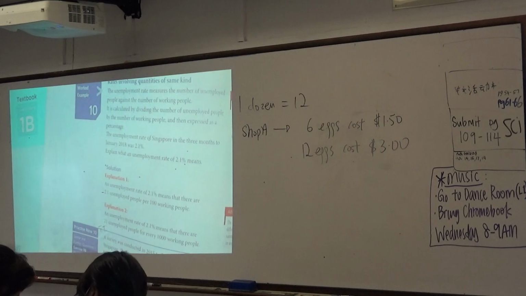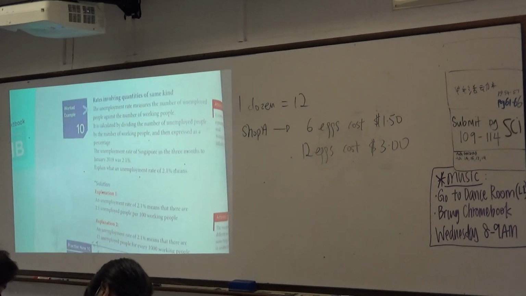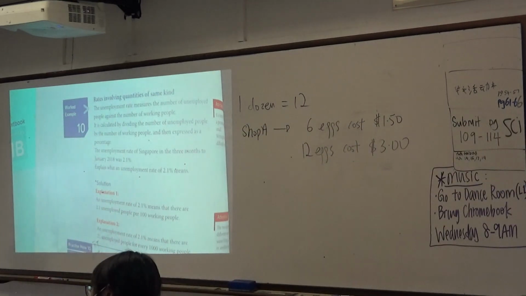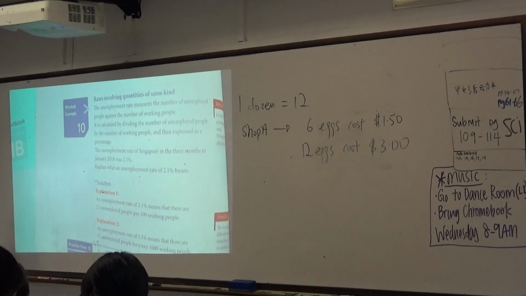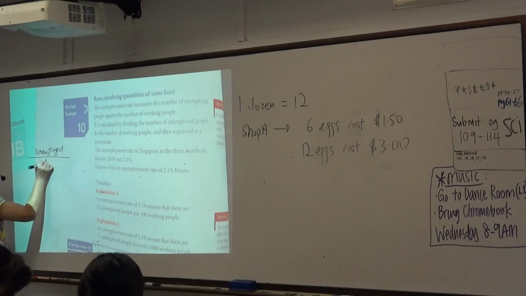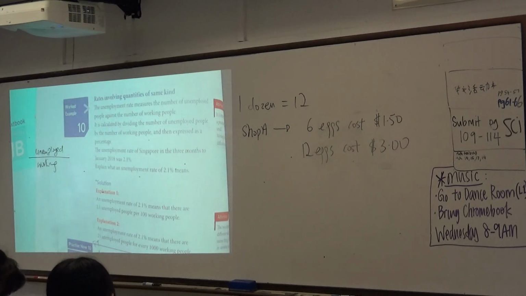Okay, how come got 2.1 people? And so on and so forth. Okay, let's take a look at example 10. The unemployment rate measures the number of unemployed people against the number of working people. That means you have unemployed over working people, am I right?